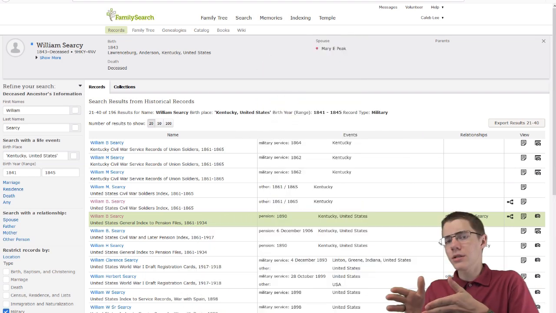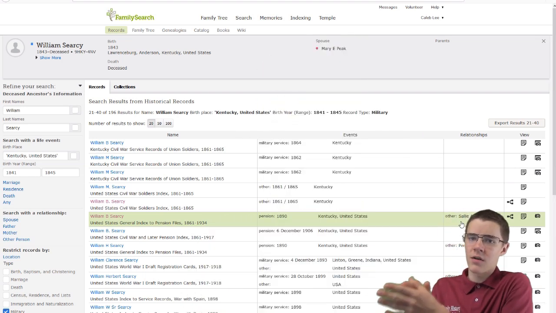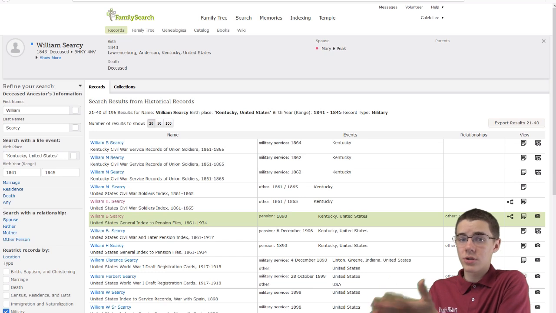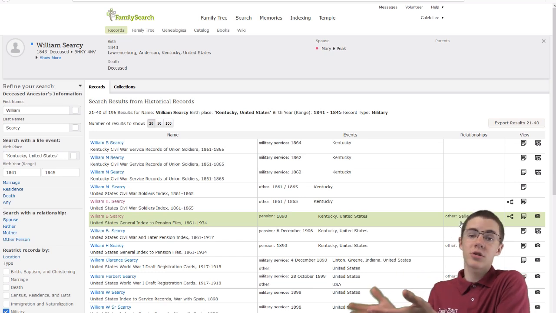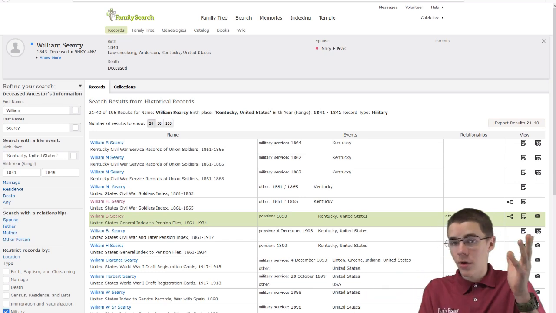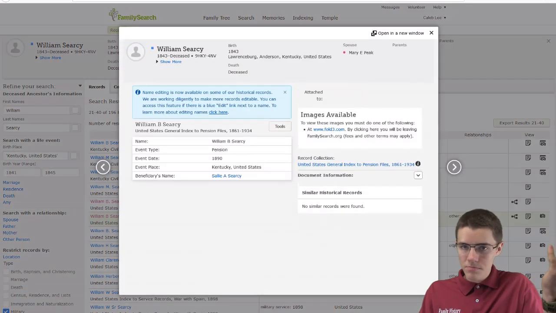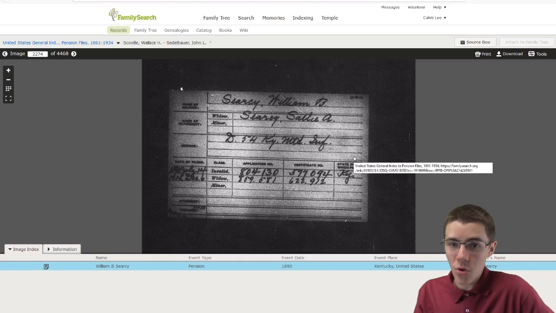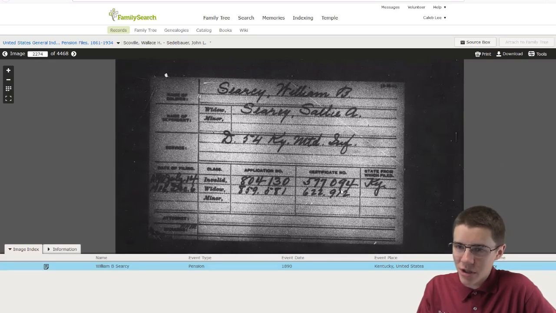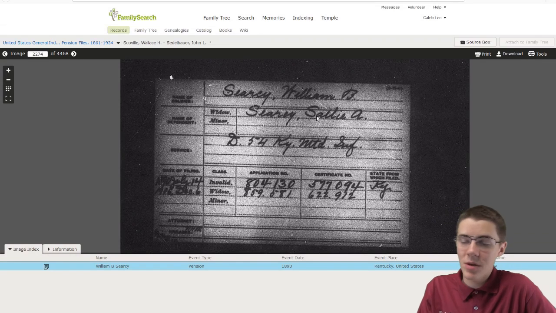Speaking of useful information, Sally is the nickname of Sarah Searcy, Sarah Peak, I should say, who's married to William B. We're searching for William Searcy, who is married to Mary Peak. But let's take a look. Now, there isn't that much information here. We have the name, then we have the other name.